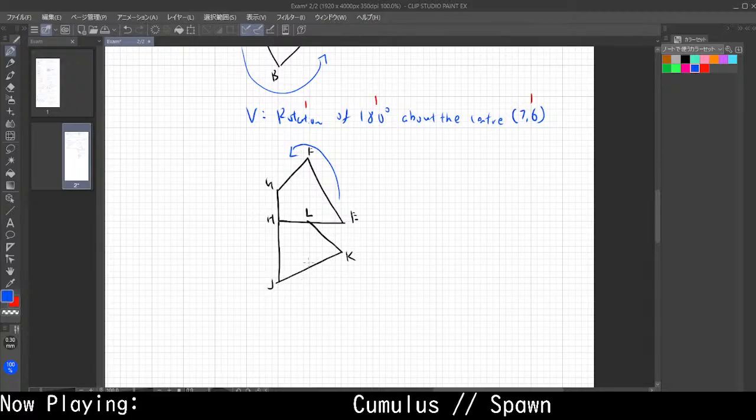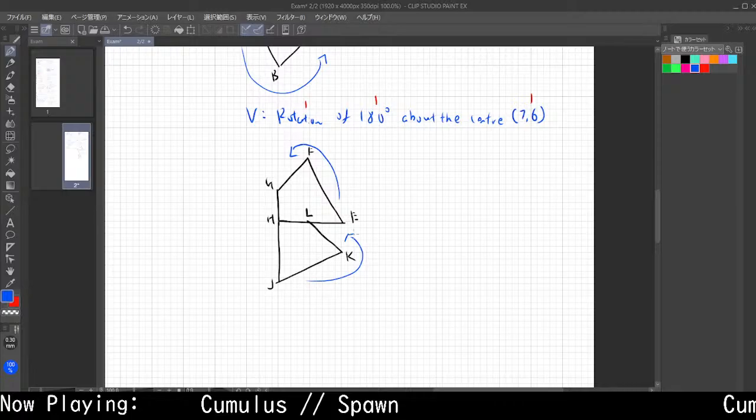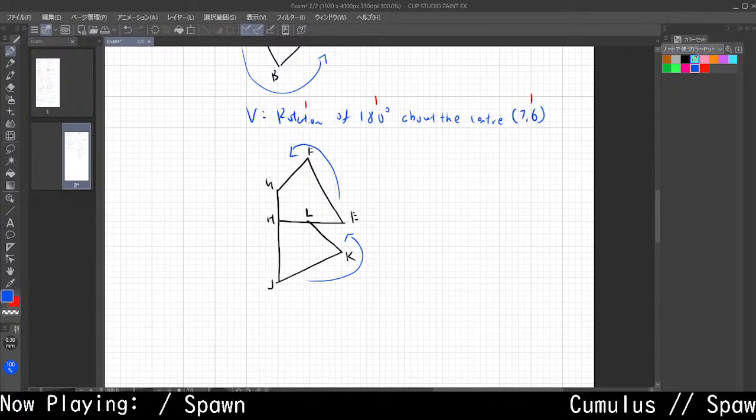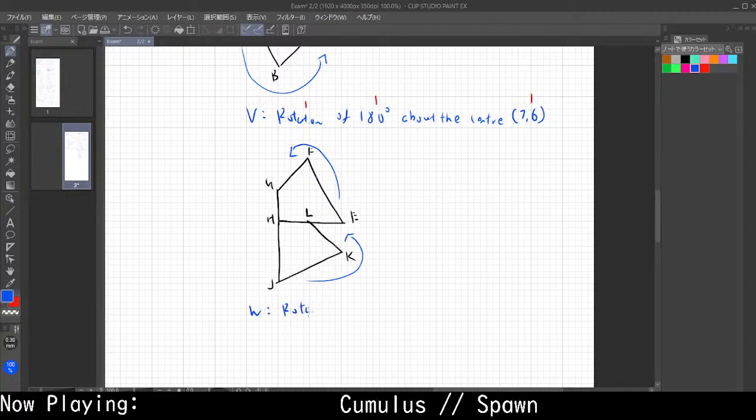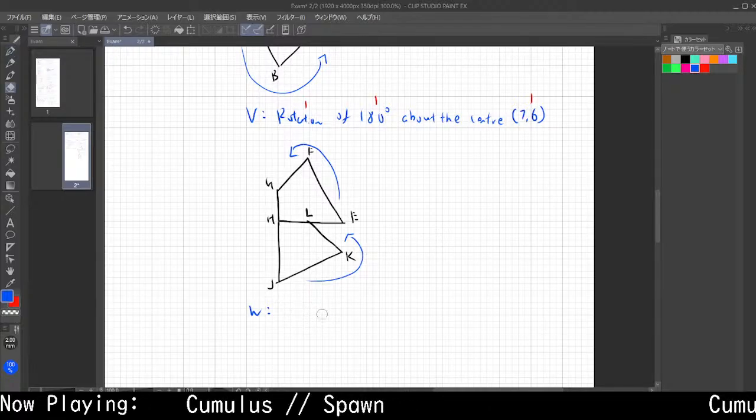J, K, L, H in this case also goes counterclockwise. The order of the letters remains the same, therefore it will still be rotation. So we can start our answer with rotation. Okay, so in this case, we know it's rotation. Let's just erase this first. We know that it's rotation.